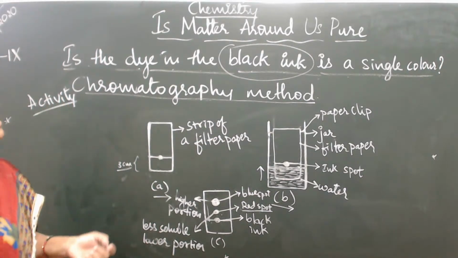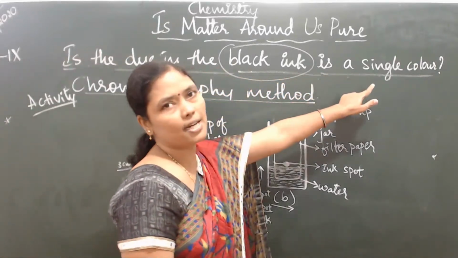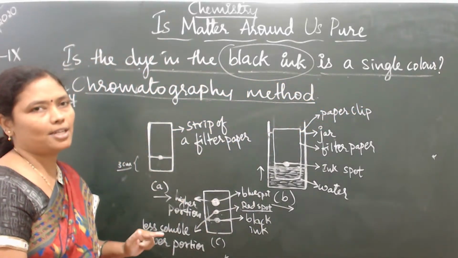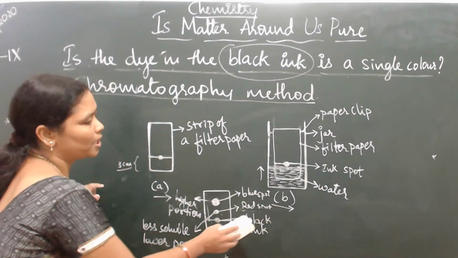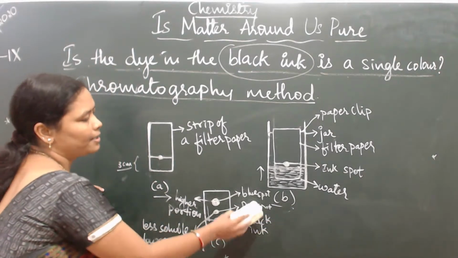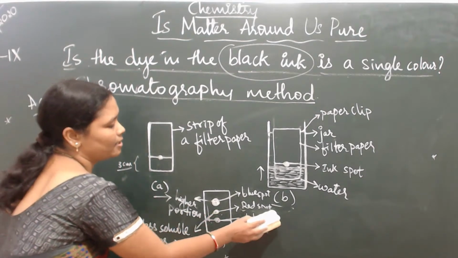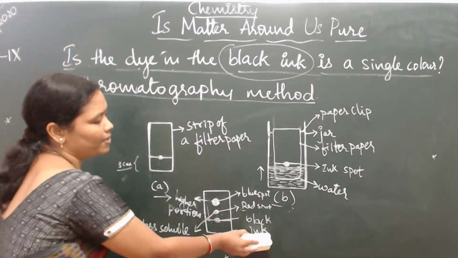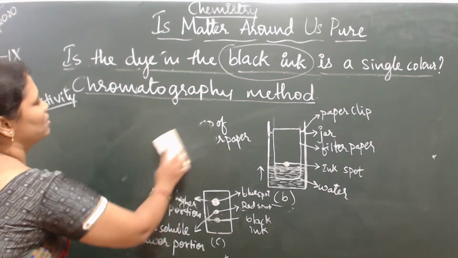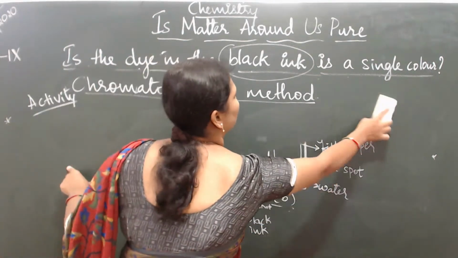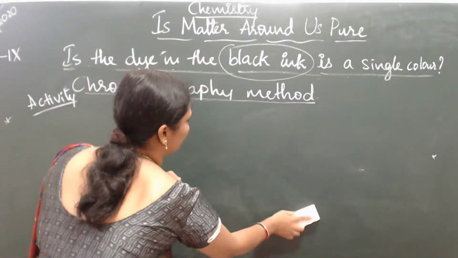Is that clear, students? Whether the dye, that is the black ink, is made up of a single color or not, we came to know that this black ink is made up of two colors, red and blue. When we mix these two solid particles, we get a liquid of which color, that is black color. And this chromatography method is used.